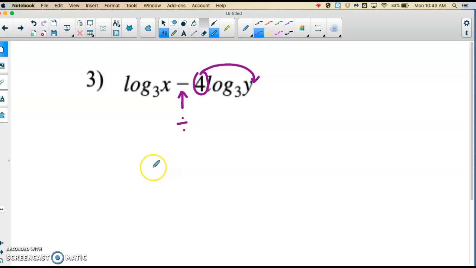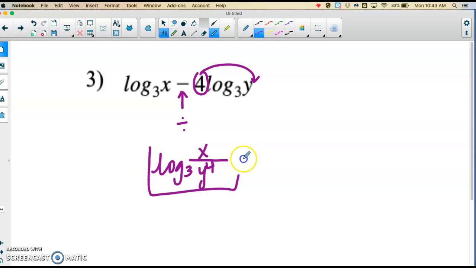So let's write this as 1. We know our log base 3 is what we're going to have, and x is going to be on top because we just go in that order, over, this is going to be y to the 4th power. The 4 was not attached to the x, so it's only attached to the y, so that's why it is in the denominator, the 4th power. That's your answer for number 3.